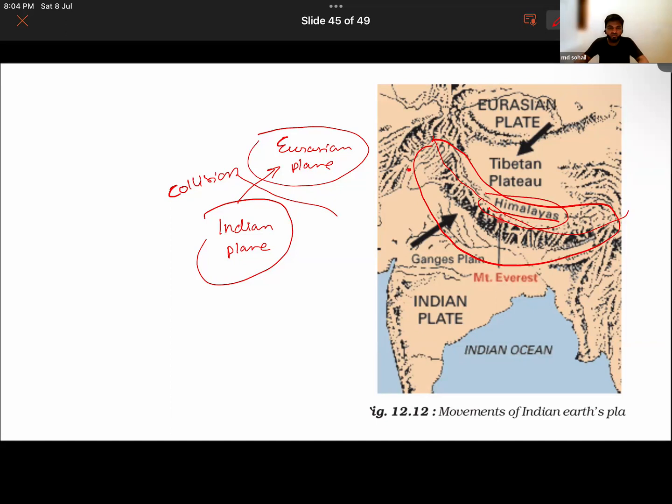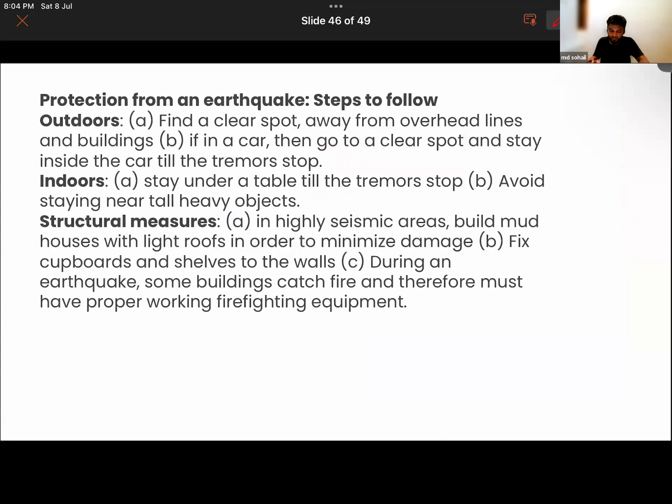There have been so many earthquakes in India as well that caused great damage to property and life. For example, the earthquake of Kashmir, the Bhuj earthquake. There have been earthquakes of 7.5 intensity in India as well, right? Yes, sir. So the question comes, how do we protect ourselves from earthquakes?